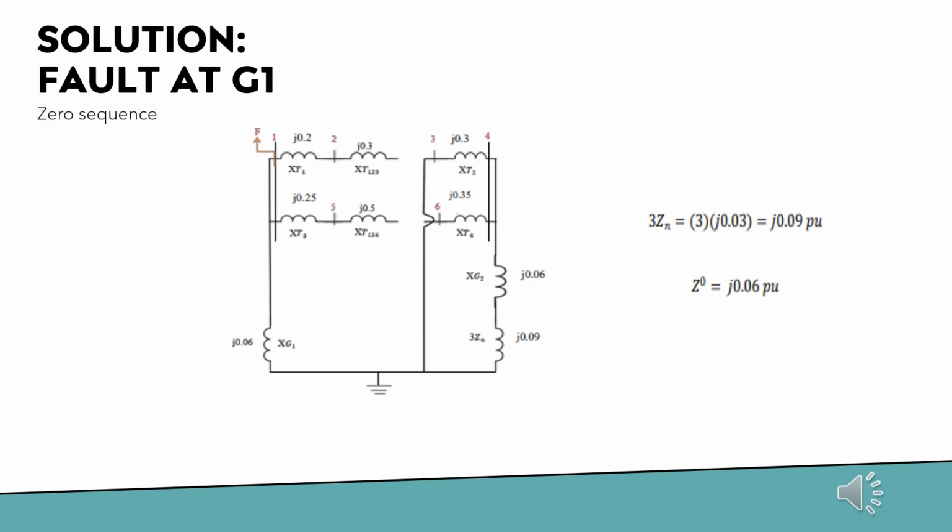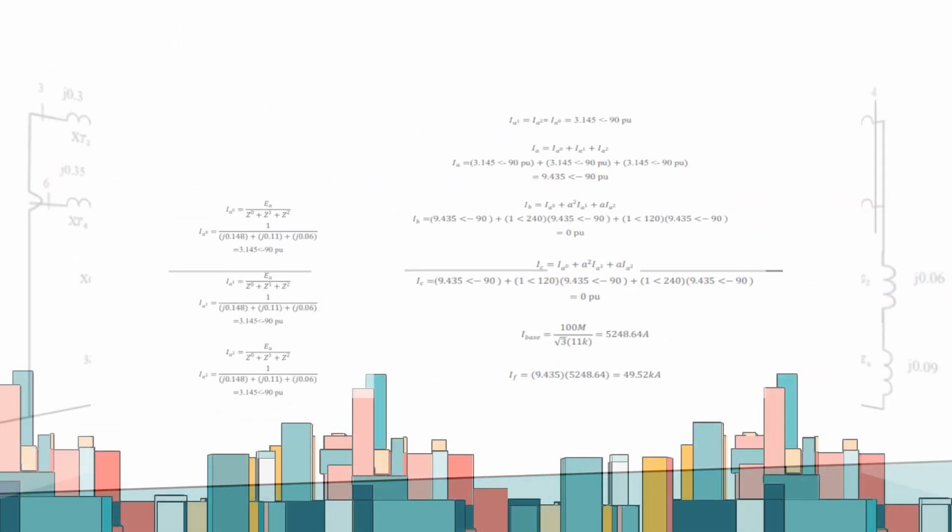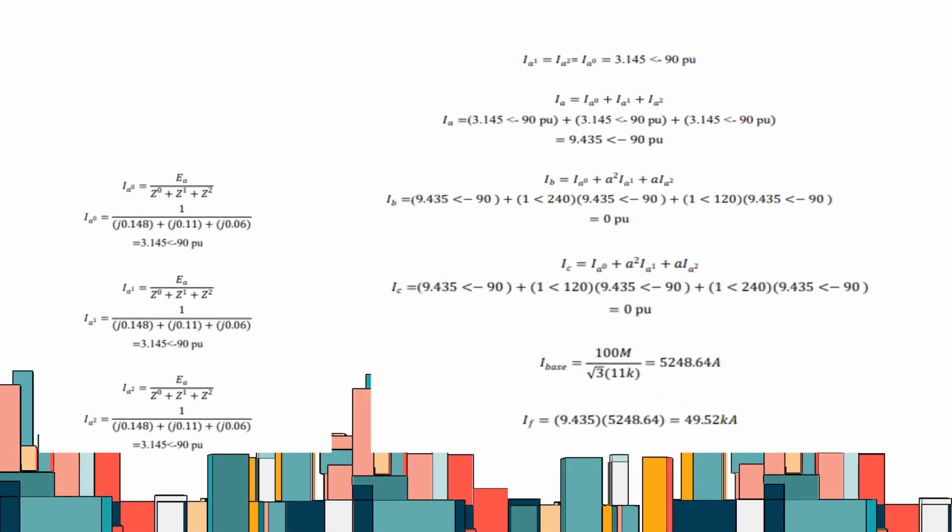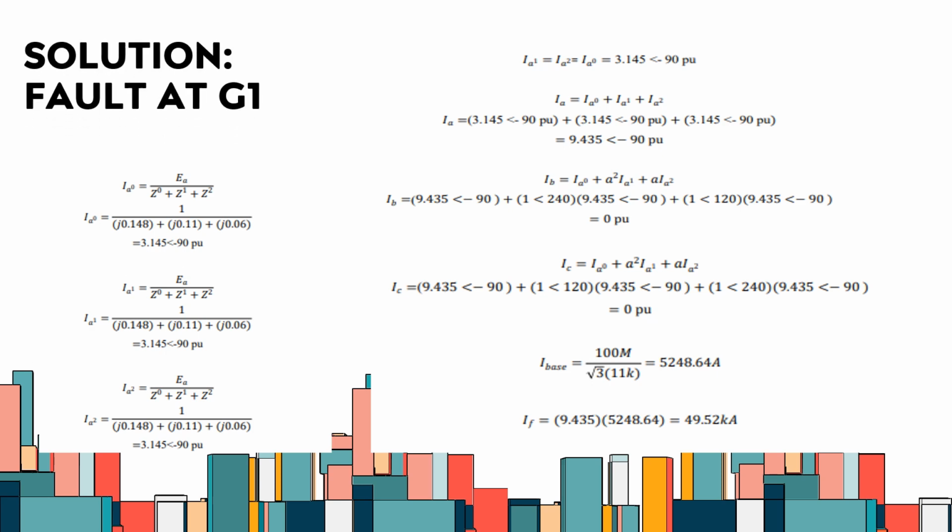After that, we need to find the zero sequence. For the zero sequence, we already drew the equivalent circuit. When we drew the equivalent circuit, we found that Z0 is j0.06 pu. Having found the three components of zero sequence, negative sequence, and positive sequence, we could find the line to ground fault.